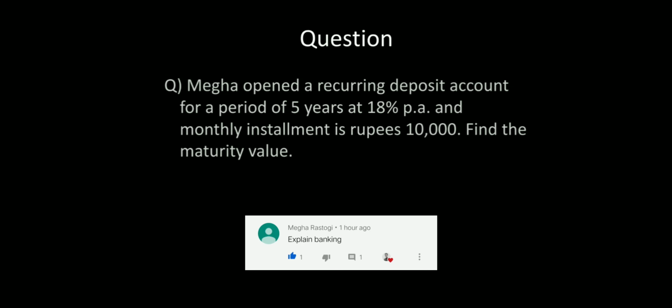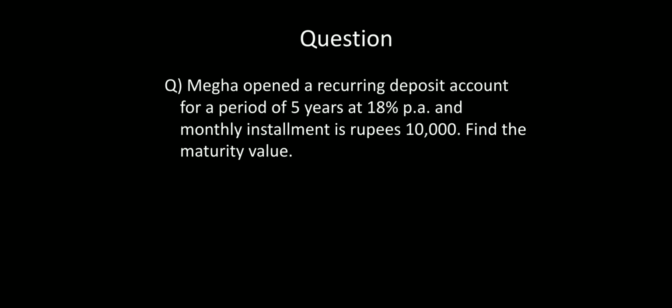But I remembered one thing, that one of my new friends Megha ordered me to explain banking. So I expected her order, and I have made the video on banking, and this is the question. Let us solve it, and this question is in her name. Megha opened a recurring deposit account for a period of 5 years at 18% per annum and a monthly installment of rupees 10,000. Find the maturity value.